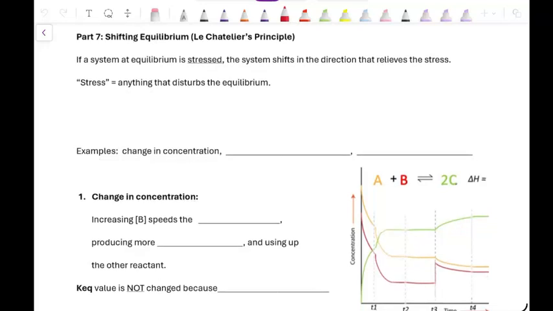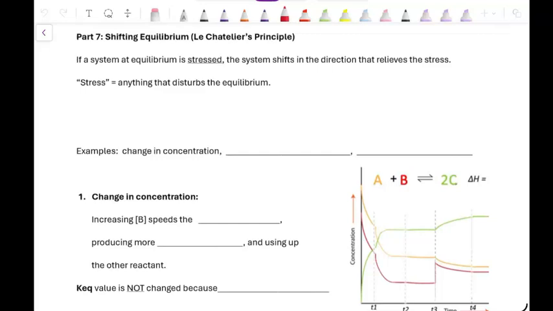All right, today we're going to talk about what happens to a reaction system, a reversible reaction that is at equilibrium, and then that equilibrium gets disturbed or stressed. So there's a principle called Le Chatelier's principle that says that if an equilibrium system is stressed, the system will shift in the direction that essentially gets rid of that stress, relieves the stress.